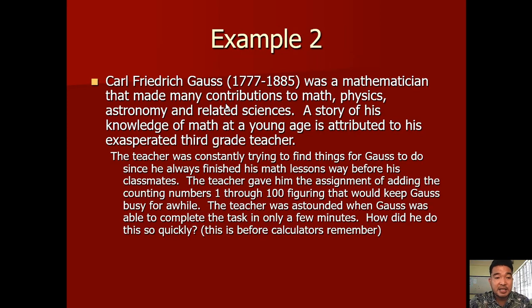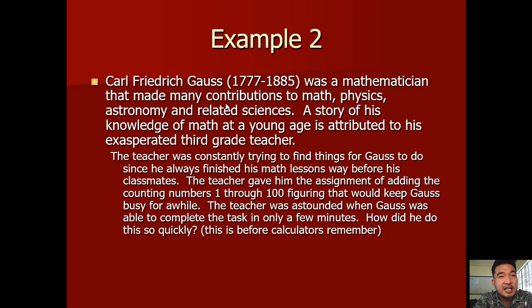Let's have an example here. A mathematician, Carl Friedrich Gauss, was a mathematician that made many contributions to math, physics, astronomy, and related sciences. A story of his knowledge of math at a young age is attributed to his exasperated third-grade teacher. Ayan. So kaya daw yung Gaussian number, kaya na-discover ito because of Carl Friedrich Gauss.